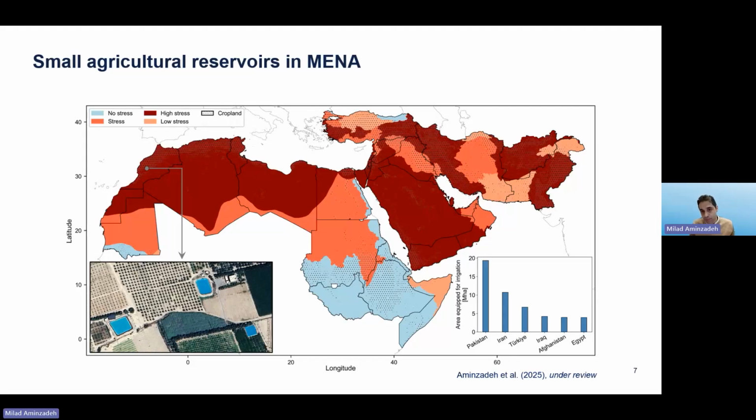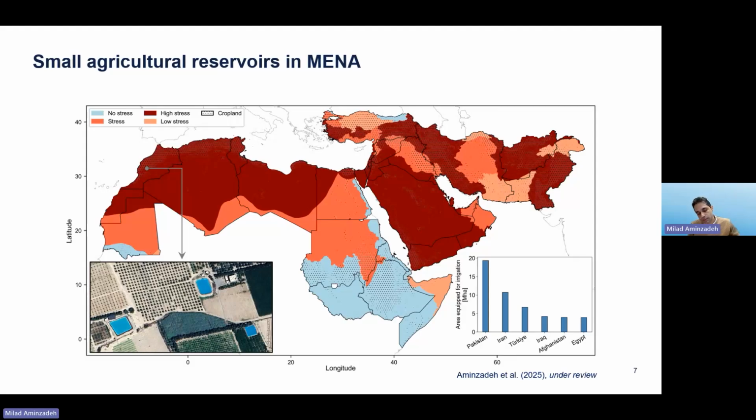Here we have the map of MENA, the Middle East and North Africa. Almost two-thirds of the countries in the Middle East and North Africa are suffering from water-stress problems. We have marked croplands with dots on the map. We have quite an extended agricultural area in MENA. And of course, these small agricultural reservoirs, I have shown three of them in this inset, are significantly contributing to sustaining agricultural activities in MENA.